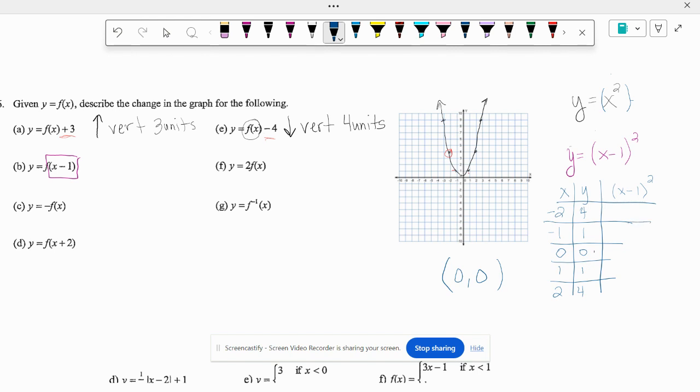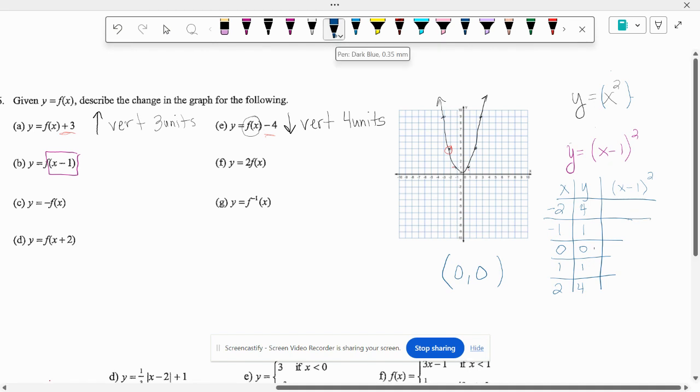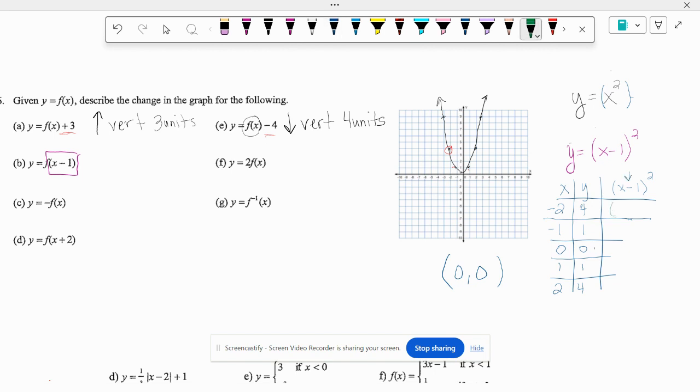But now I'm letting x equal negative 2, and I'm plugging it into this function so you can see what happens. So negative 2 minus 1 is negative 3. When I take negative 3 and square it, I get 9. When x is negative 1, negative 1 minus 1 is negative 2, squared is positive 4. When x is 0, 0 minus 1, the quantity squared, is 1.